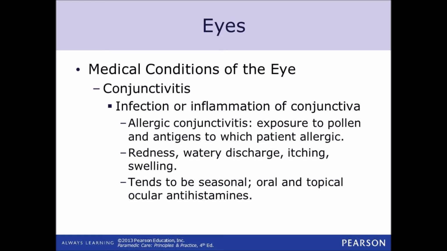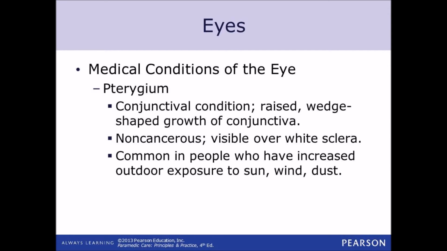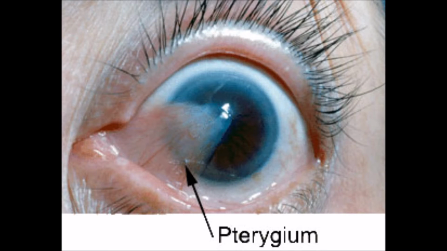Pterygium is basically where you'll get a wedge growth in the conjunctiva. I don't believe I've got a picture of it to show you, unfortunately, but when we look at it, it will be a little wedge shaped in there. I'm not going to have you know anything more than that, but it's a conjunctival condition, a little growth in there. Besides that, I'm not making you responsible for anything else on that.